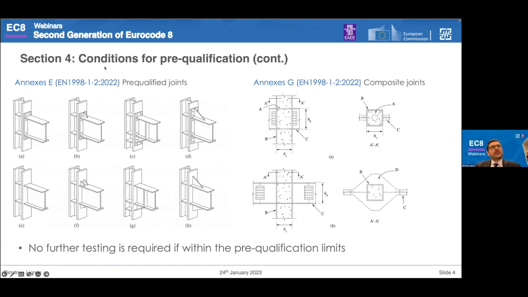Now, this is an example. If you're using pre-qualified joints that, for instance, have been documented in the new Annex E or Annex G for steel and composite joints, then in this case, there is no further testing required if the actual joints are within the pre-qualification limits. And if similar efforts happen in other configurations, of course, with the evolution of the codes, these pre-qualification limits could be revised accordingly.